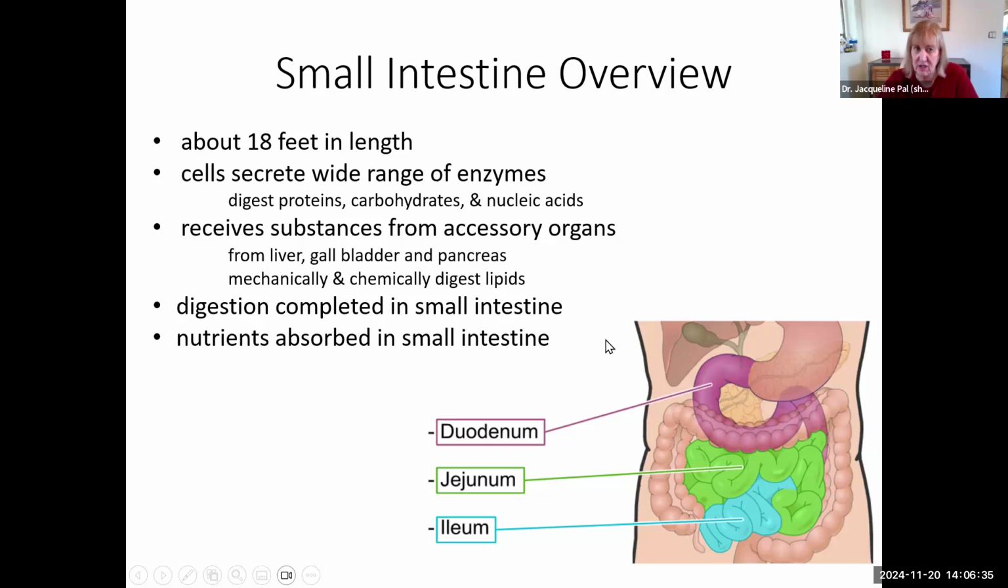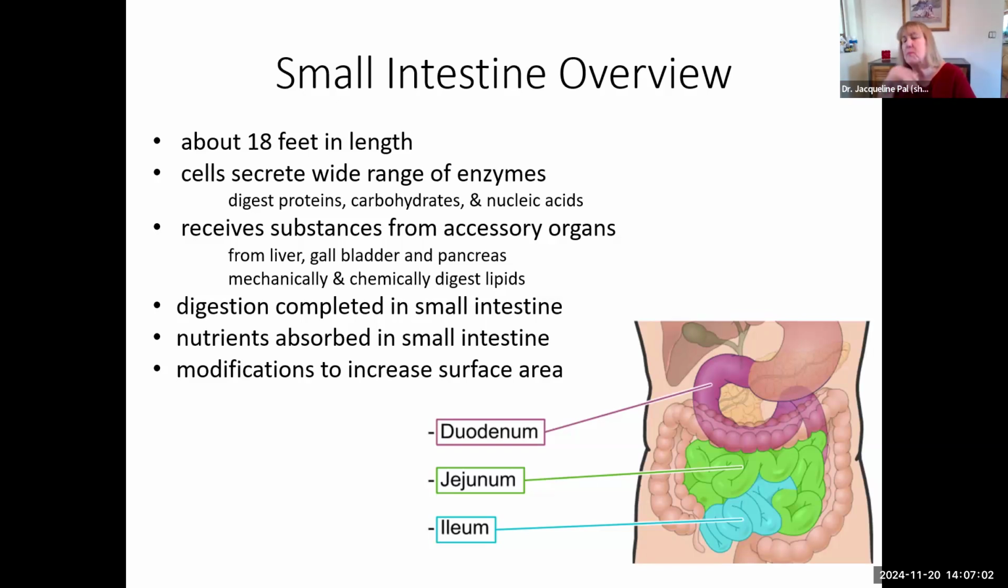So all digestion for all proteins, carbs, lipids, and nucleic acids is going to be completed in the small intestine, and all of our nutrients are going to be absorbed in the small intestine as well. When we look at the small intestine, there are significant modifications to increase the surface area. Even though it's 18 feet long, that still would not be enough length. If we just took that diameter and laid it out flat, it would only be 3 or 4 inches wide, 18 feet long, not enough to handle all the food and drink that we consume every day.